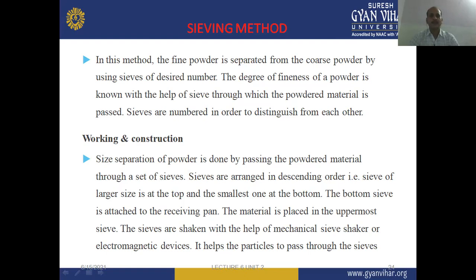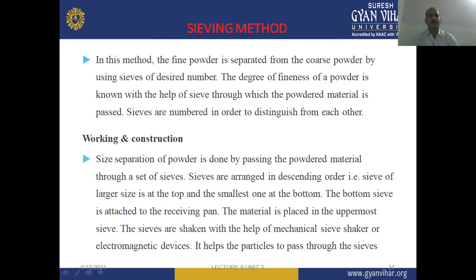The degree of fineness of a powder is known with the help of the sieve through which the powdered material is passed. Sieves are numbered in order to distinguish them from each other. The numbers depend on the mesh number of the particular sieve.